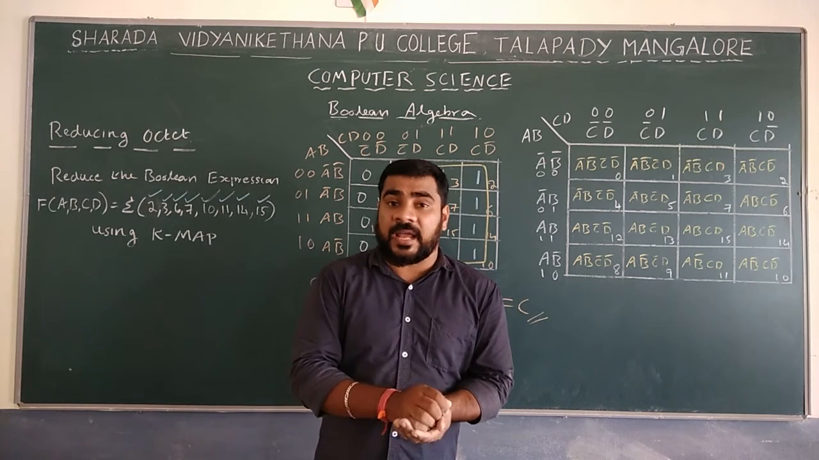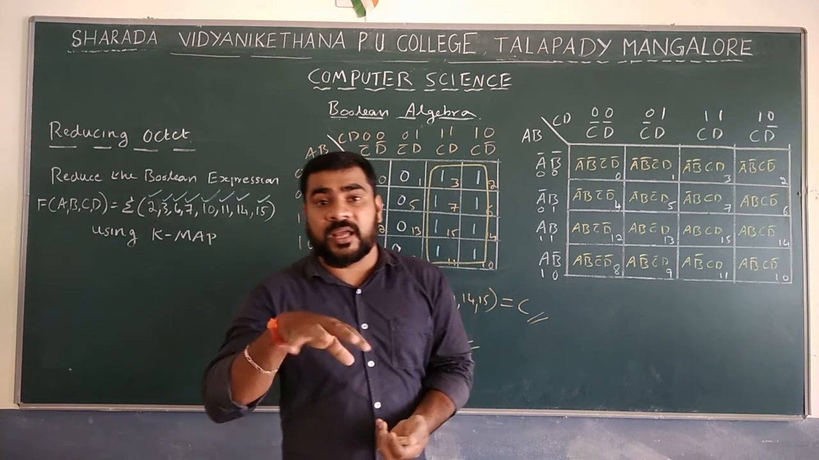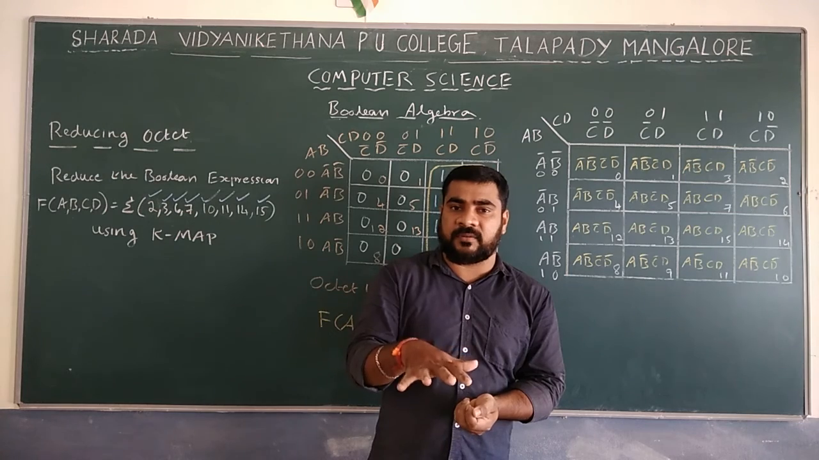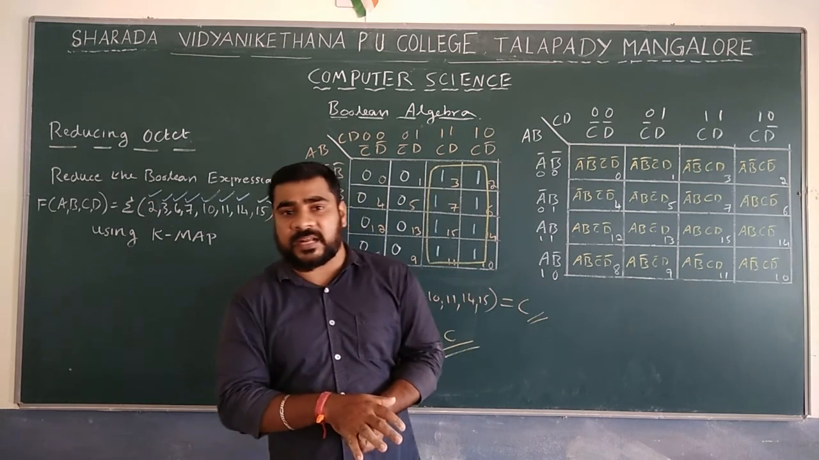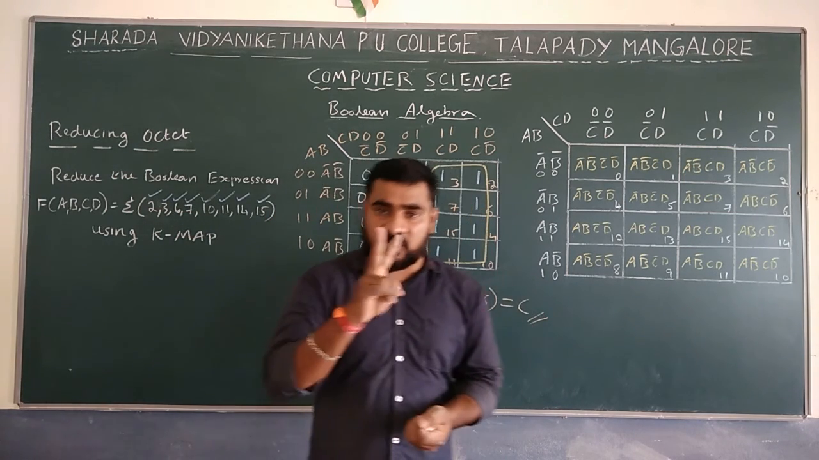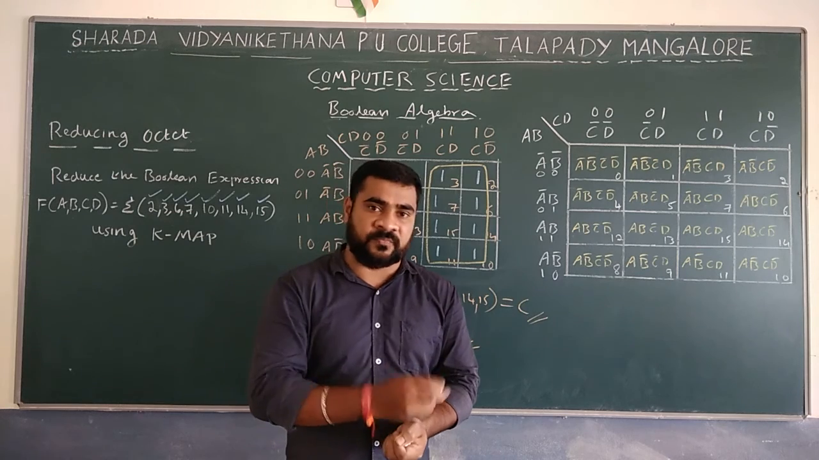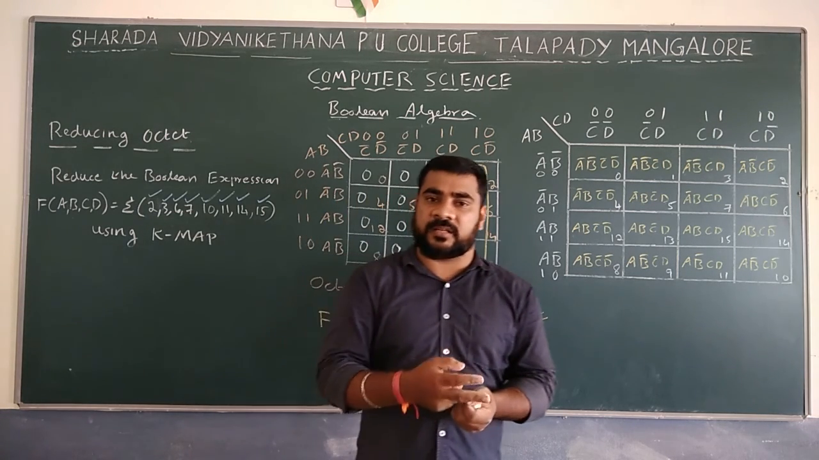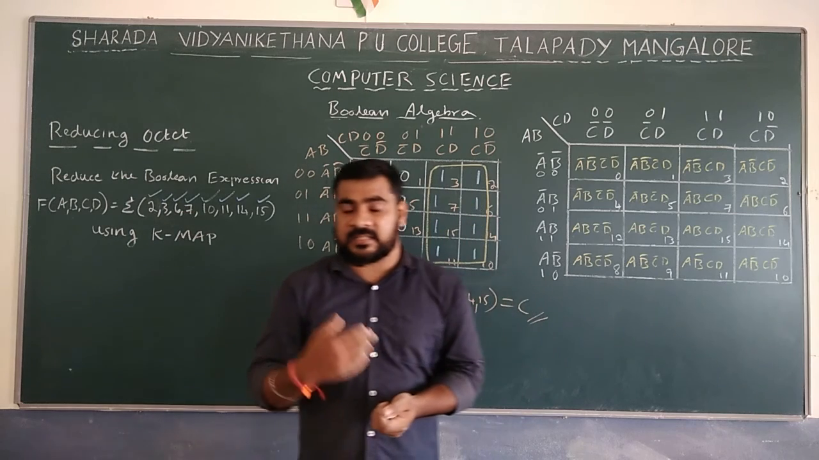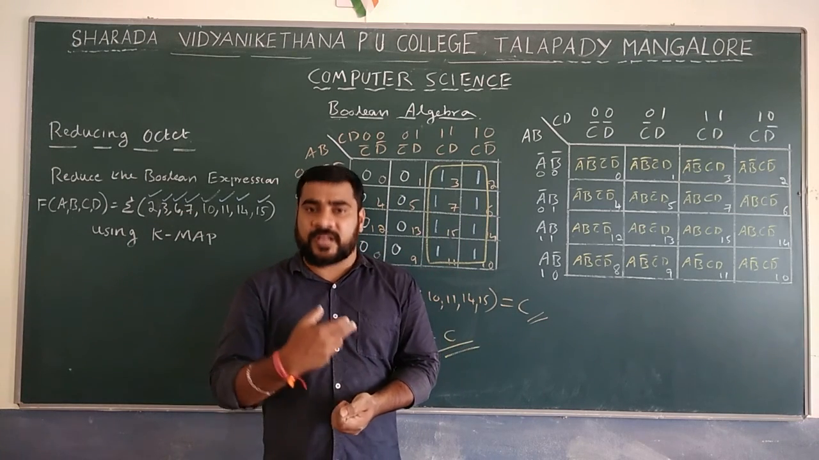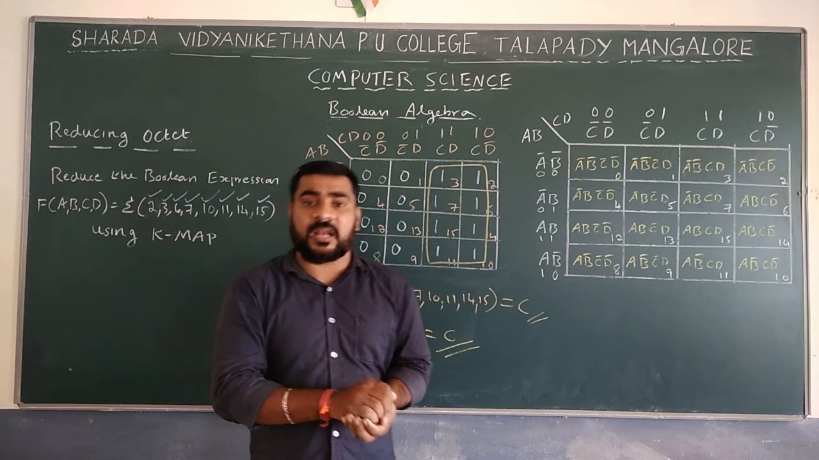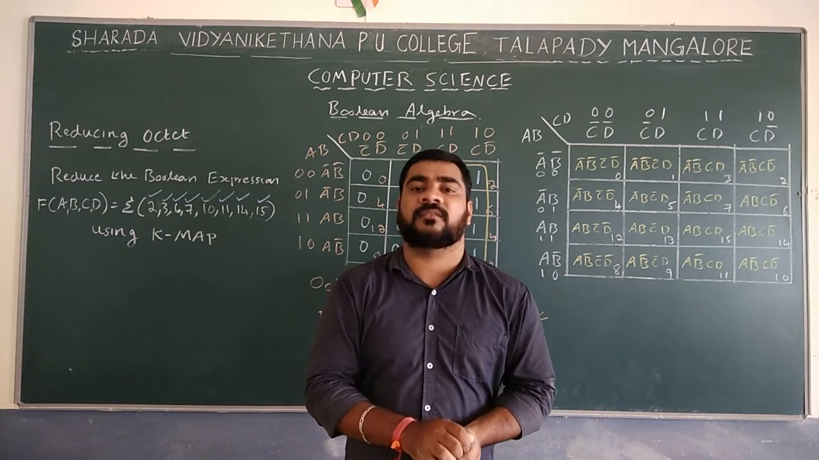So here I reach the end of our session today. In this session, we mainly discussed reducing an octet. When an octet is given, it means 8 adjacent cells. And how will we get 8 adjacent cells? Either 2 rows together or 2 columns together should be marked. Then only we will get the 8 adjacent cells. Whenever 8 adjacent cells are there, we can mark them like this and reduce them like this. So here I will wind up today's session. Thank you.